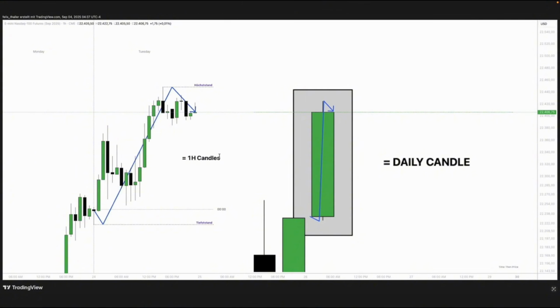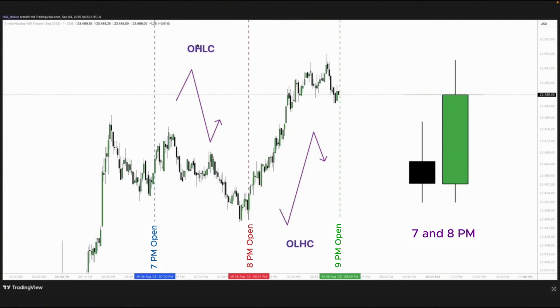And here are 1 hour candles. In other words, this daily candle would look like this on the 1 hour time frame. We opened here, you can already see midnight. Then you form the low, reach the high, and then close again. That's how it would look on the 1 hour time frame. Two more examples for open, high, low, close, and open, low, high, close. Basically, that's nothing more than the meaning of a bearish and a bullish candle.